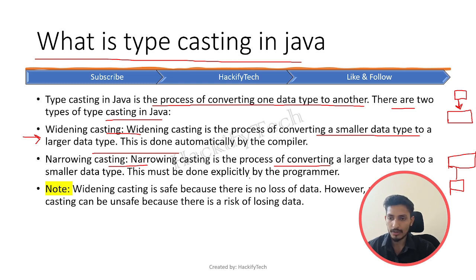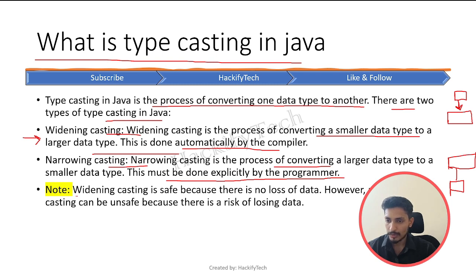So that's why it is not done automatically by the compiler, but must be explicitly done by the programmer. Note one more thing, that widening typecasting is safer because there is no loss of data, because we are converting from smaller to bigger. But if you are converting a bigger data type to a smaller data type, there is a chance of losing data as well. So that's why it is not recommended all the time.